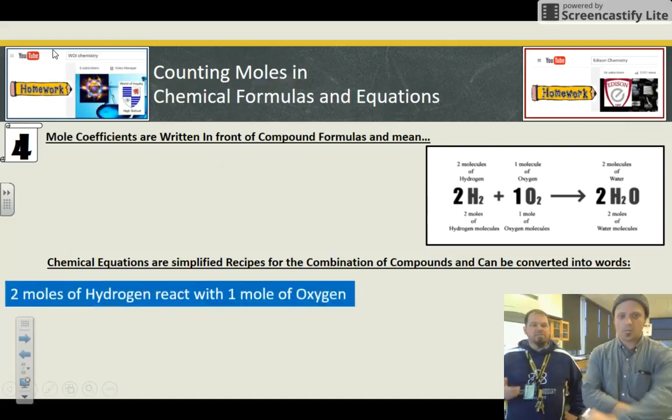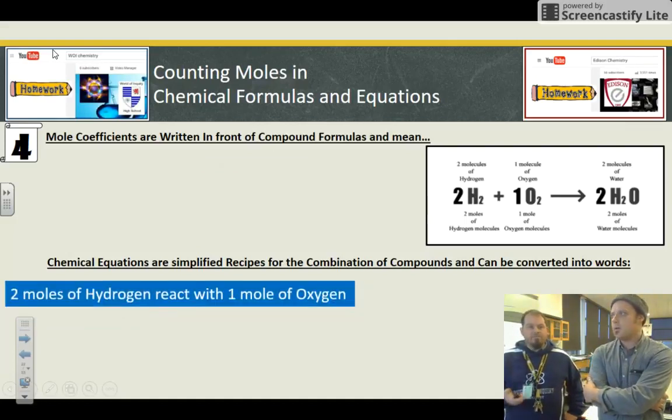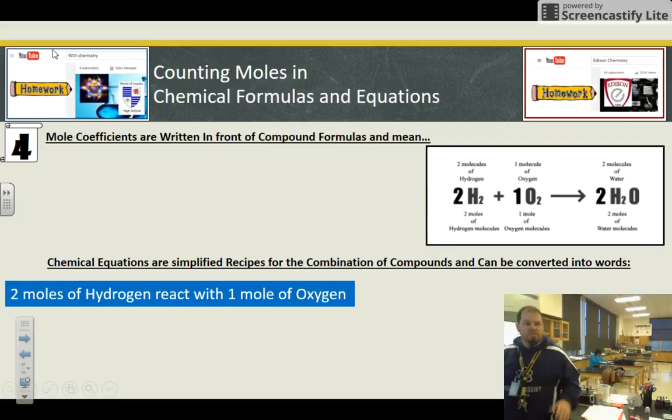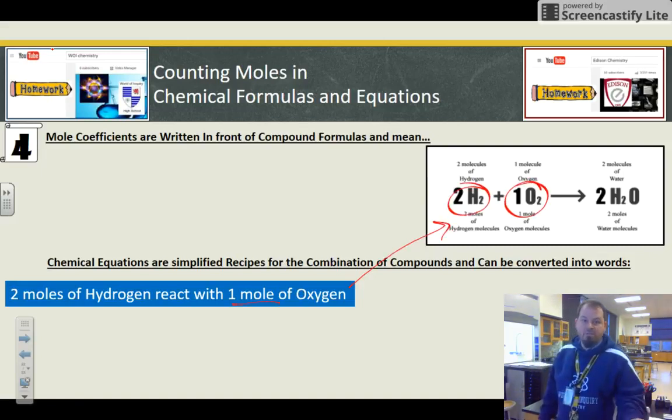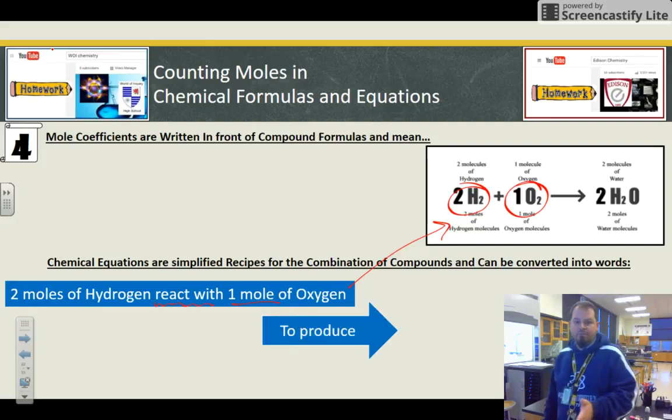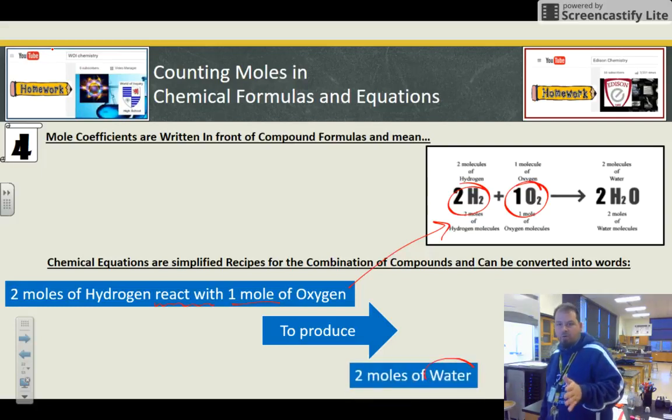Chemical equations are a simplified recipe. 2 moles of hydrogen react with 1 mole of oxygen. This is right from this box we're reading. There's some practice on this. You need to be able to write these words out from this chemical reaction. React to form, or to produce, that's the arrow. And then it produces 2 moles of H2O, or 2 moles of water.